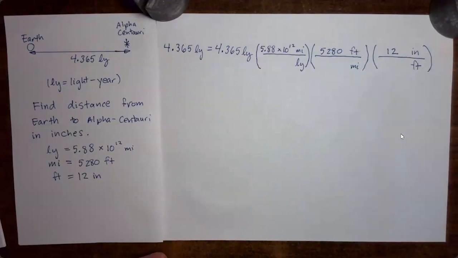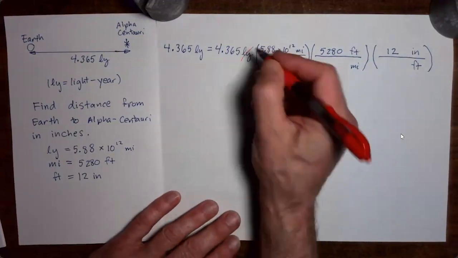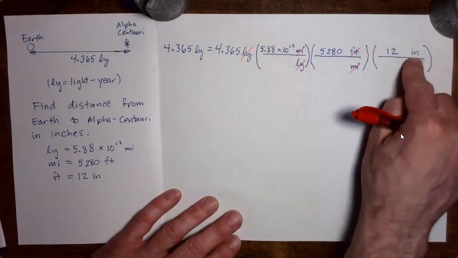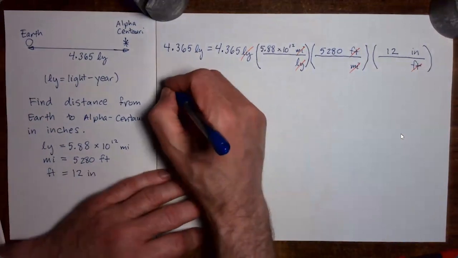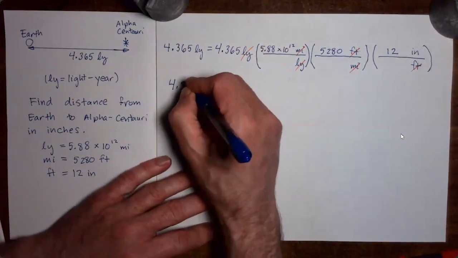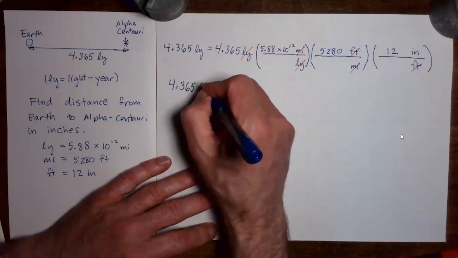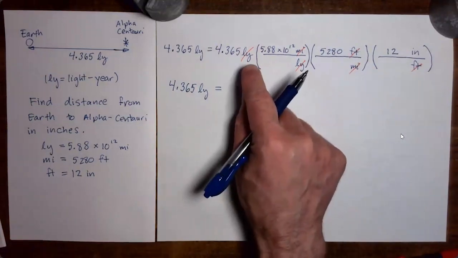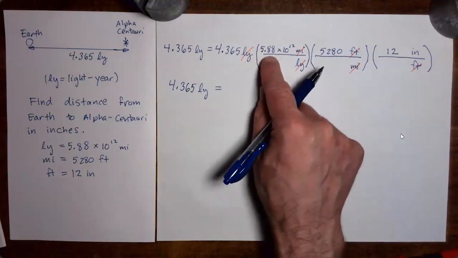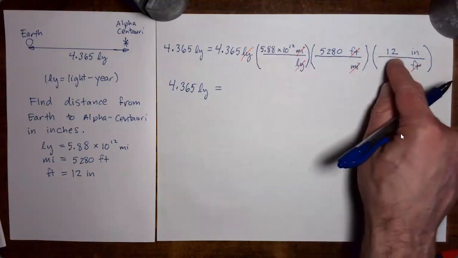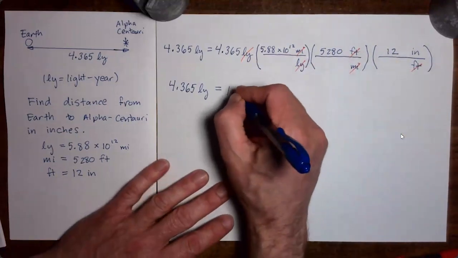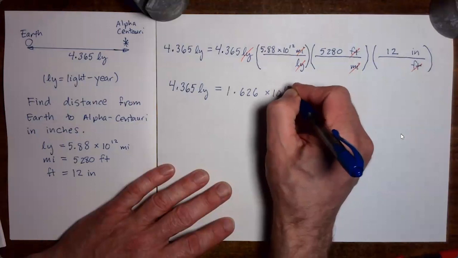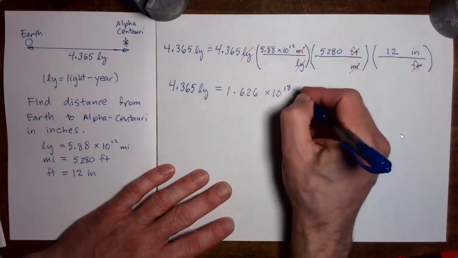Okay, so let's make sure the units cancel. Light years cancels light years. Miles cancels miles. Feet cancels feet. And that leaves us with inches as our unit. So we now have 4.365 light years equals, now multiply all this out in your calculator, 4.365 times 5.88 times 10 to the 12 times 5280 times 12 gives 1.626 times 10 to the 18, and then the remaining unit is inches.